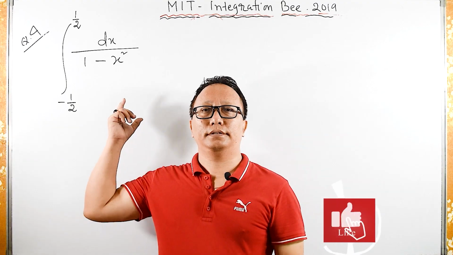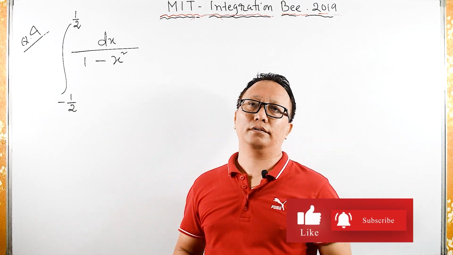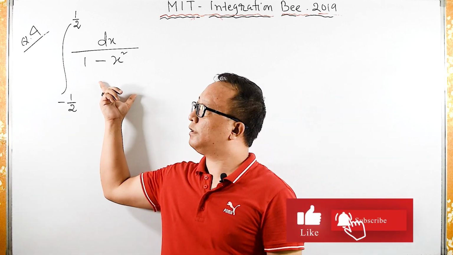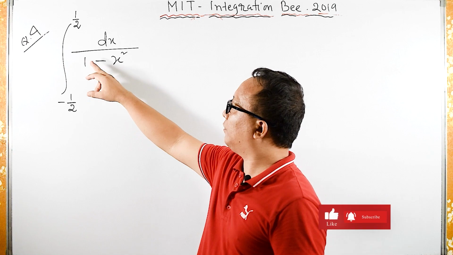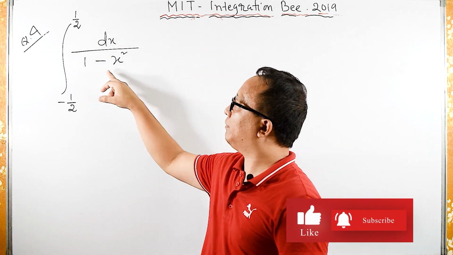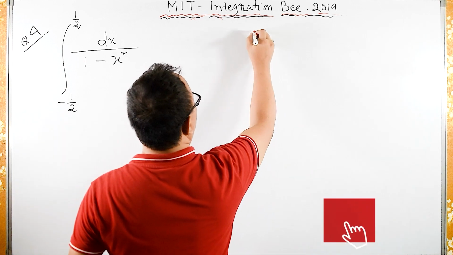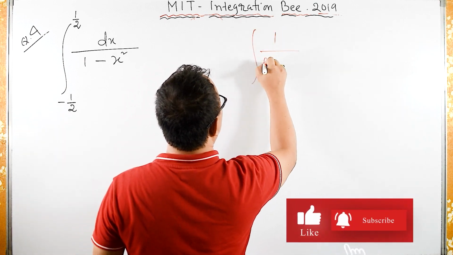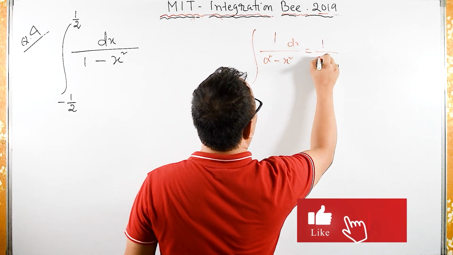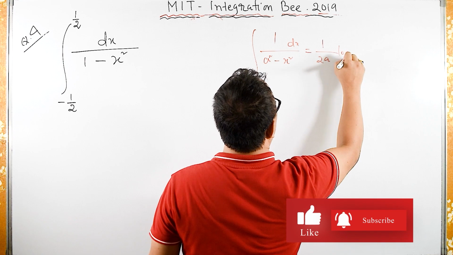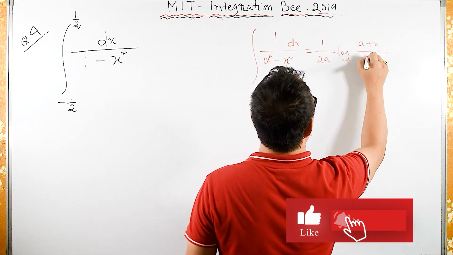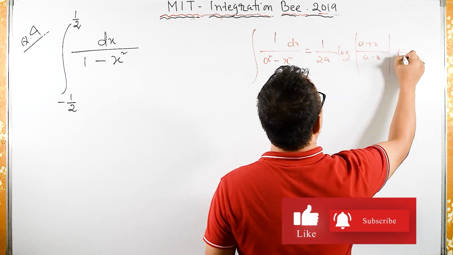Welcome back. This integration was asked by the MIT Qualifier exam in the year 2019, and this is question number 4. Since we have 1 over here, 1 is the same as 1 squared. So we have the integral of dx upon a squared minus x squared. Remember, the integral of 1 upon a squared minus x squared dx is the same as 1 by 2a log of a plus x upon a minus x plus some constant c.